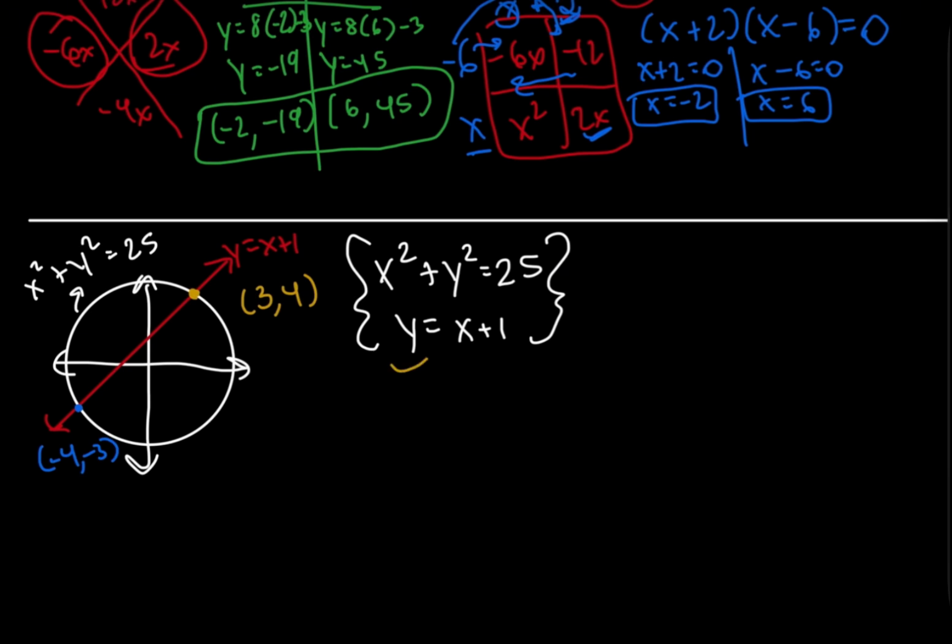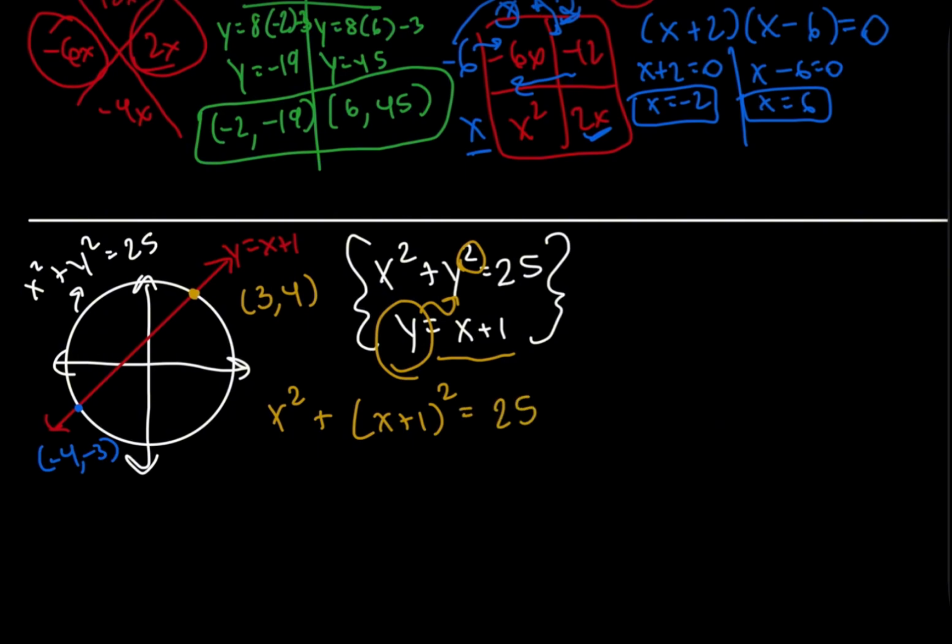So here we have y isolated, right? And if y is isolated, we can easily substitute it in to the y in this equation. We get rid of the two variables, and this way we can just work with x. So we're going to have x squared, that stays the same, plus y squared. Now, since y, according to the second equation, is x plus 1, we're going to rewrite that as x plus 1 squared, which is equal to 25.